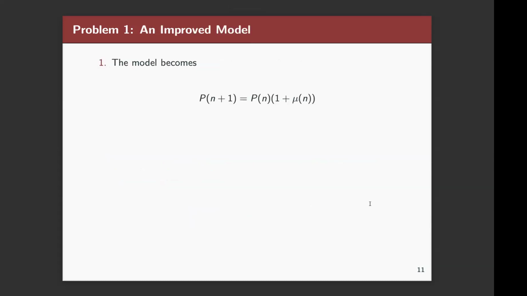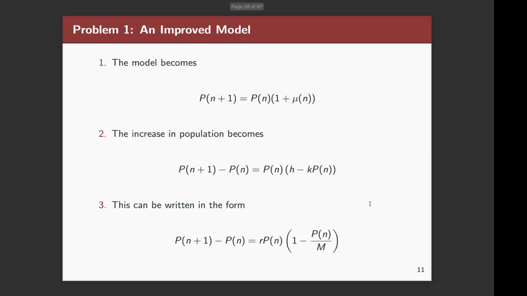Now, if we combine all of that, the model becomes something of this form, where mu is a function of n. And now we also find the increase in population becomes like this. And finally, we can write this in the form as follows. Can any of you see the difference between number 2 and number 3? There's a very subtle difference, and it's actually going to be very useful later on.